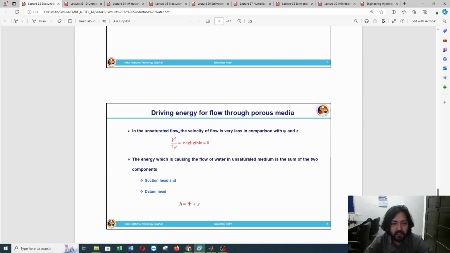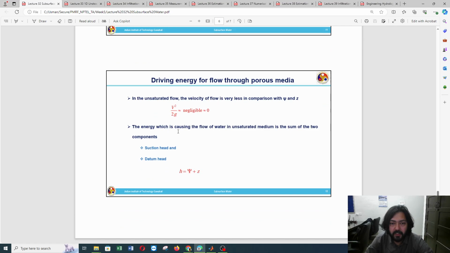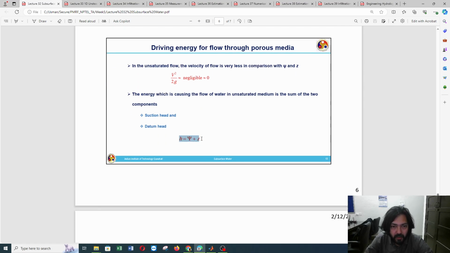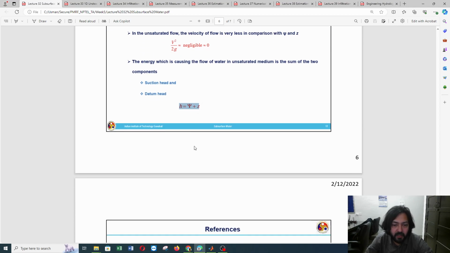Here they are saying in unsaturated flow the velocity of flow is very less in comparison with datum head and suction head, so we can neglect it. So the energy which causes the flow in an unsaturated medium is due to suction head and datum head. Just remember this equation. This will be needed when we derive the 1D unsaturated flow equation, that is the Richards equation.